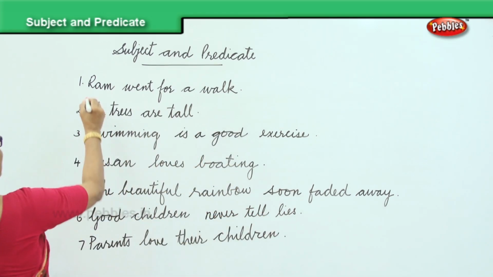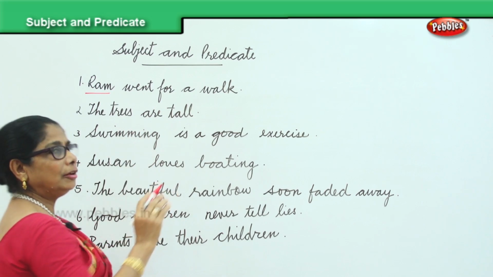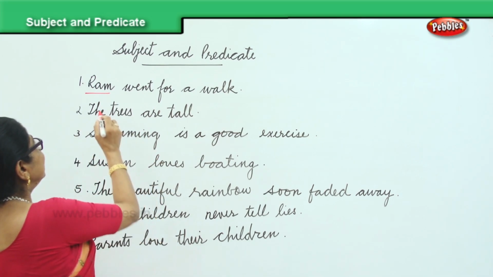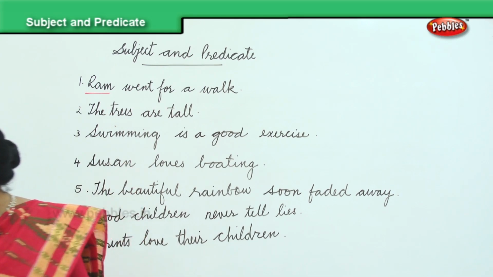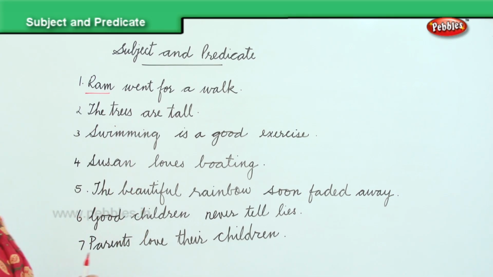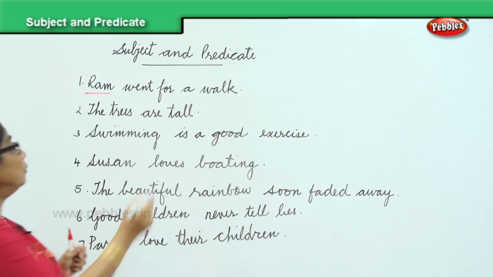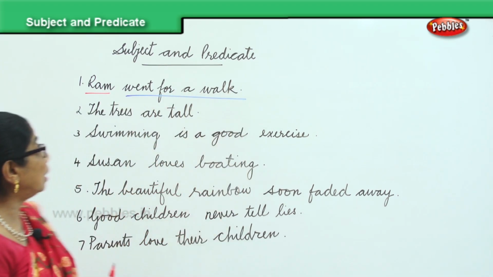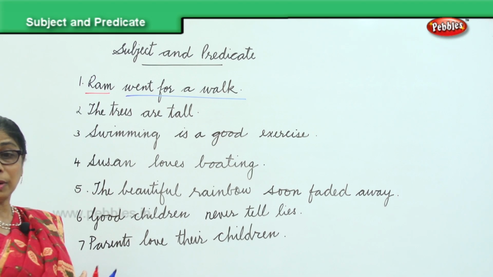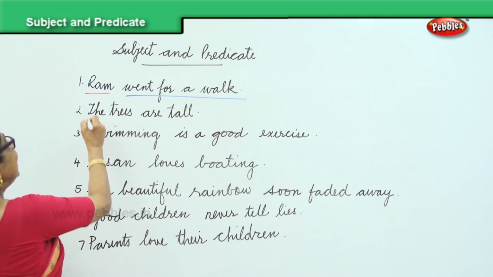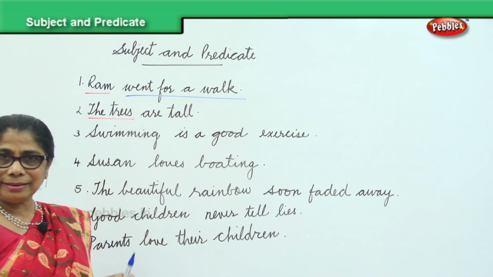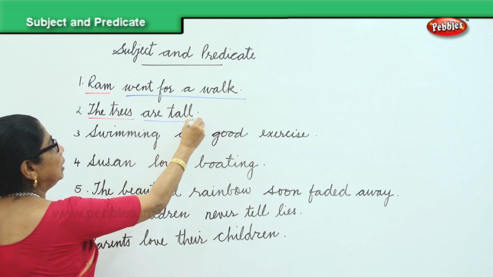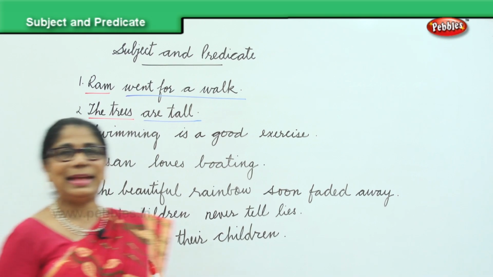Now look, Ram. Ram went for a walk. Ram is the subject. Okay? I am underlining the subject with the red and I am underlining the predicate with the blue. Went for a walk, ending with the full stop. Ram went for a walk. Next, the trees. That's the subject. The trees are tall. Are tall, and so the full stop, that's the predicate.